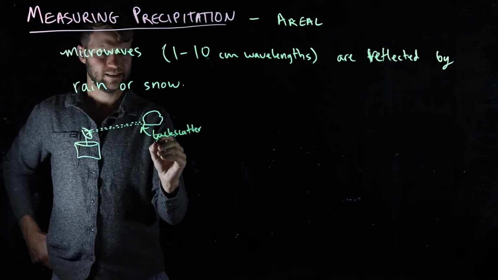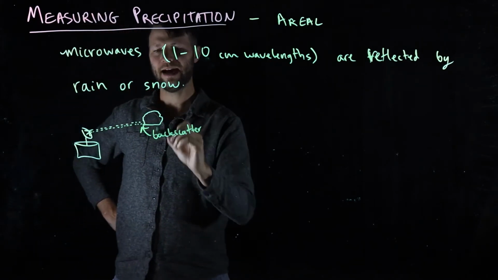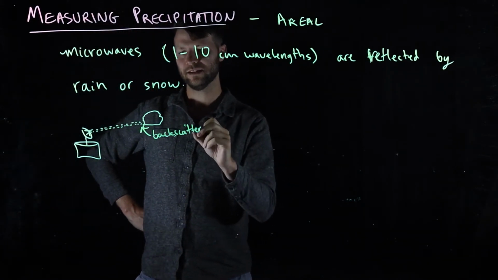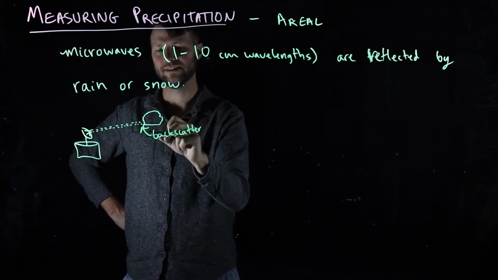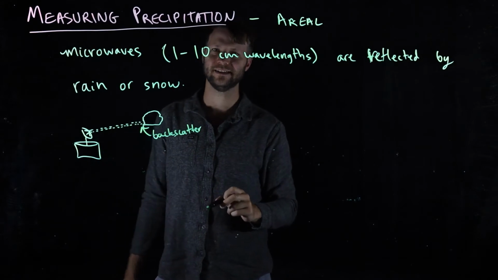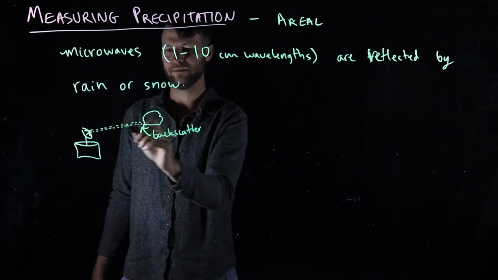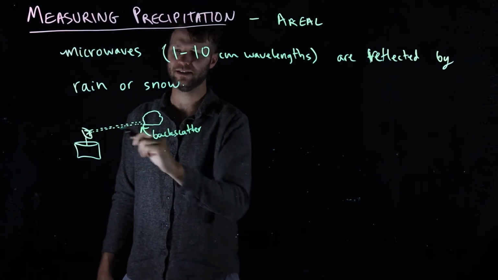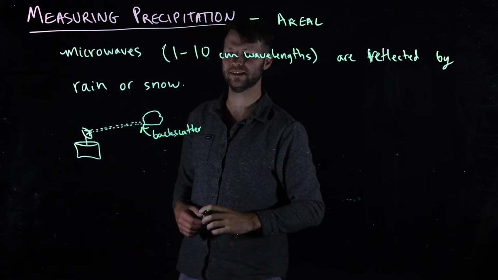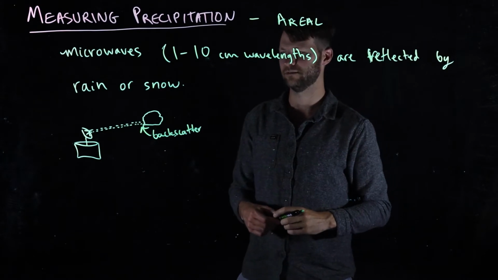And the idea is that the intensity of this backscatter can be directly related to the amount of rain or snow that's happening right here. So it provides an instantaneous snapshot. And because we know the speed of light, we can tell how far away it is. And this thing can map out these large areas. And you've probably seen this, for example, in Doppler radar maps.